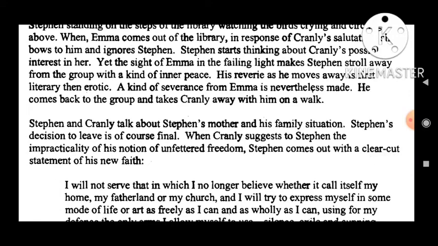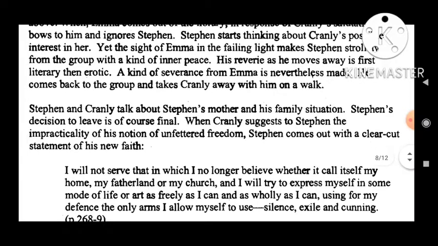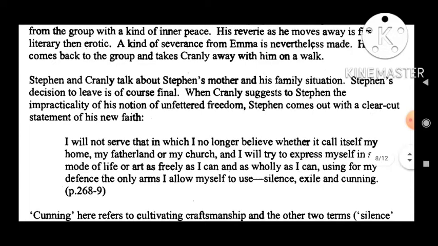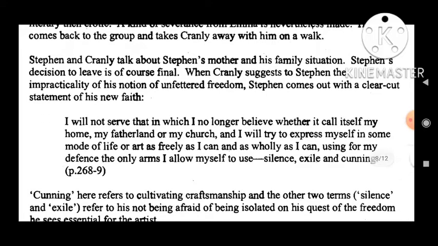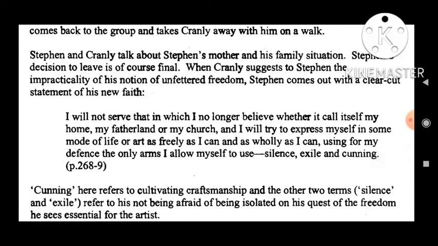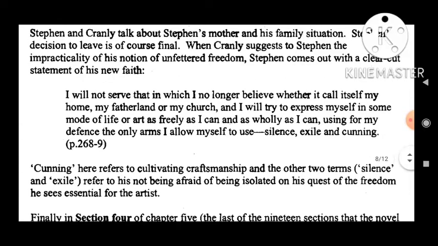Yet the sight of Emma in the falling light makes Stephen stroll away from the group with a kind of inner peace. His reverie as he moves away is first literary, then erotic. A kind of severance from Emma is nevertheless met. He comes back to the group and takes Cranly away with him on a walk. Stephen and Cranly talk about Stephen's mother and his family situation. Stephen's decision to leave is of course final.